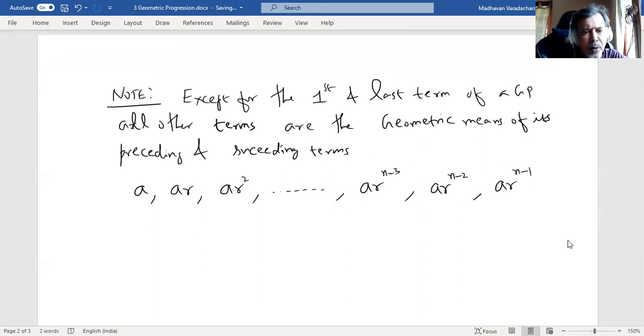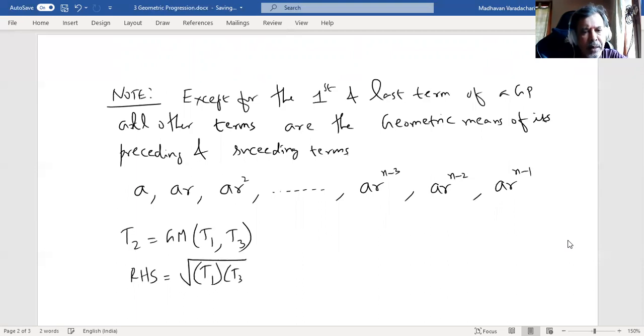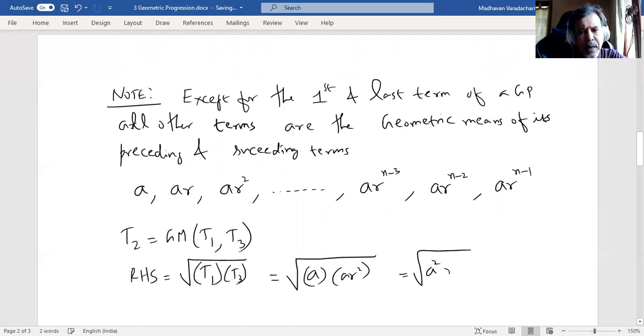Now, based on the note, T2 is the geometric mean of T1 and T3. Let us verify the right-hand side. The right-hand side is the geometric mean of T1 and T3, which is the square root of T1 multiplied by T3. That is the product of the terms, and then taking the root of it. So that is the square root of A into AR square, which is the square root of A square R square, which is nothing but AR. AR is nothing but T2, which is our LHS.